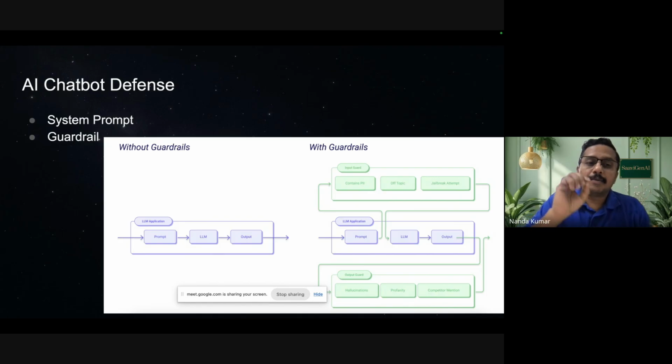Okay, so coming back to the slide, system prompts are nothing but instructions written by the application developer and the LLM service provider, who tell the LLM what it has to do and what it cannot do. This is the first level of defense. And the second level of defense is called the guardrail. Any idea about guardrails? What is it? Any comparison for guardrails?